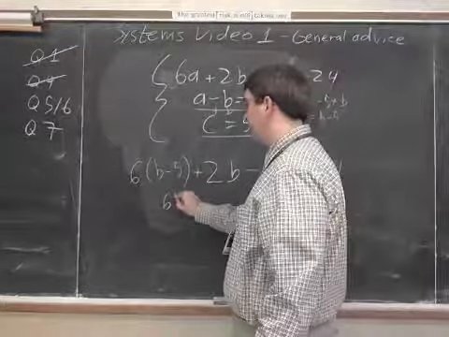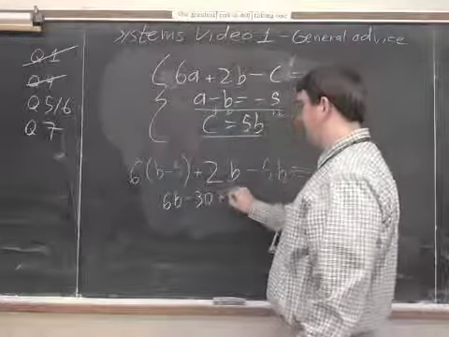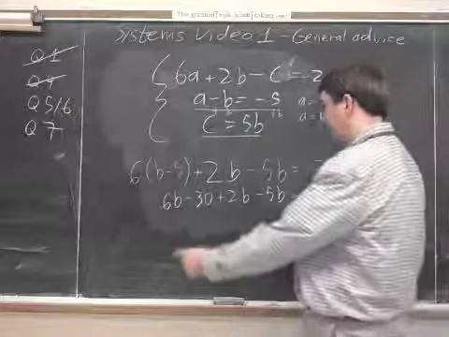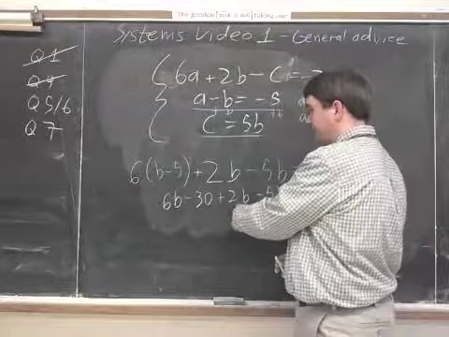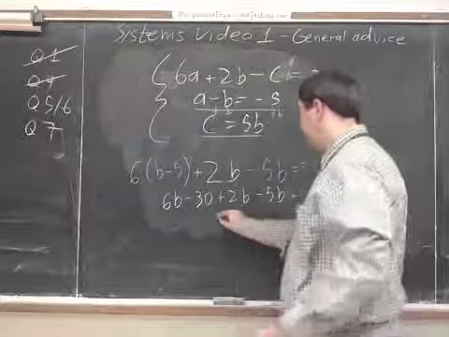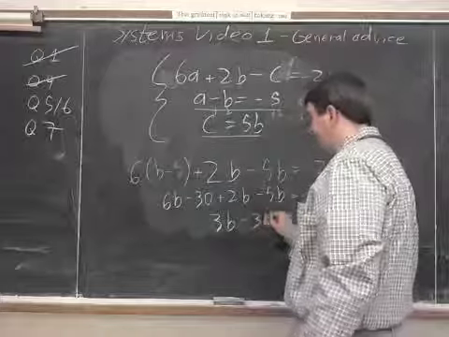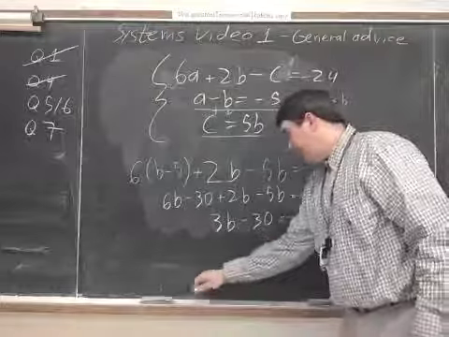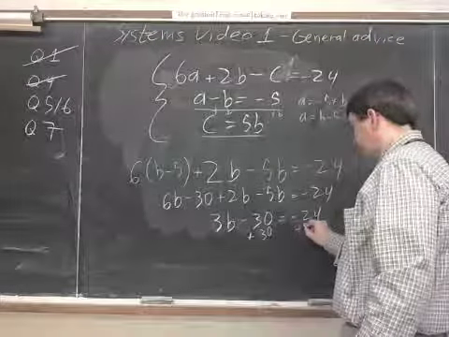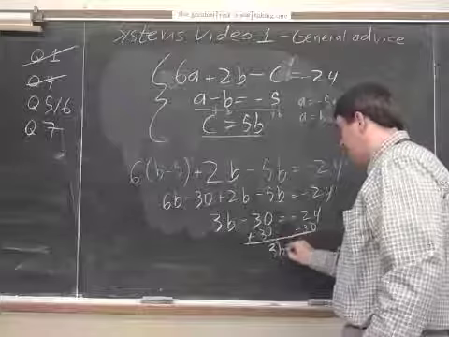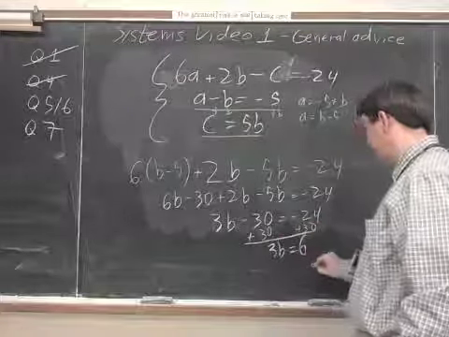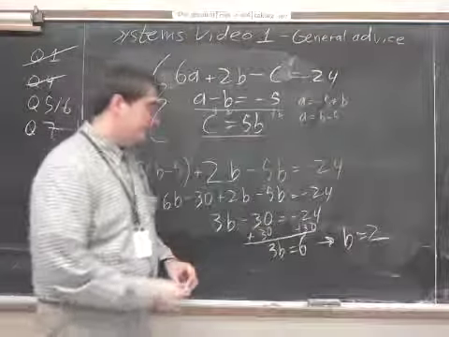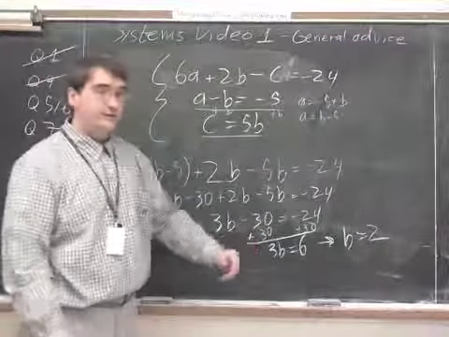So we do 6B minus 30 plus 2B minus 5B equals negative 24. Combine like terms, 6 plus 2 is 8, minus 5 is 3. So that gives me 3B minus 30, there isn't anything for that 30 to combine with, equals negative 24. Now I'll add 30 to both sides. I get 3B equals 6, which tells me that B is equal to 2. B equals 2. I know what B is.